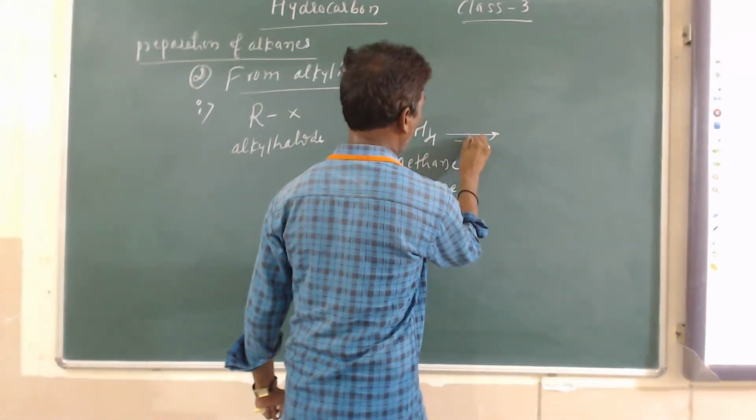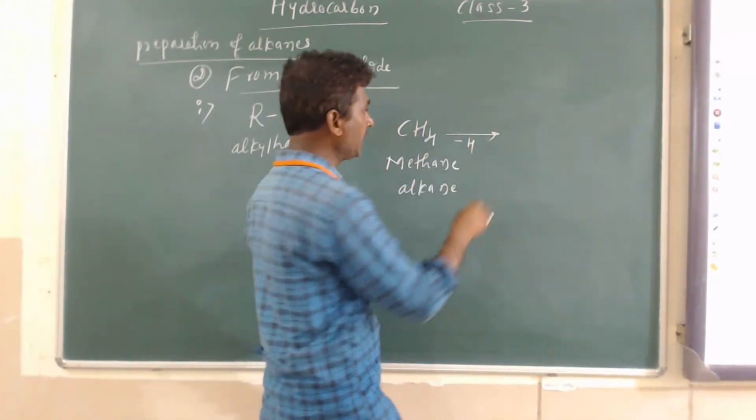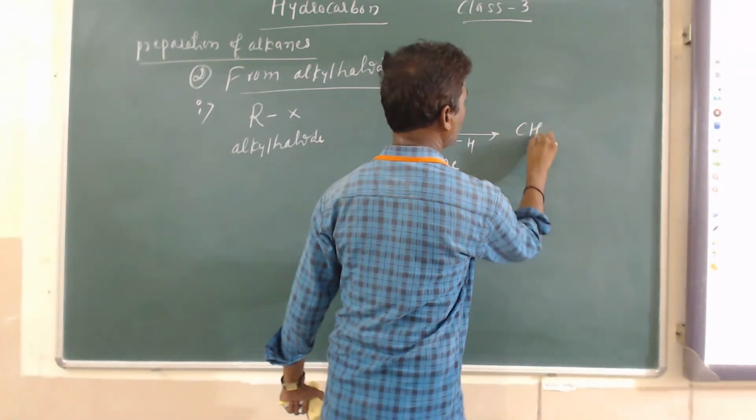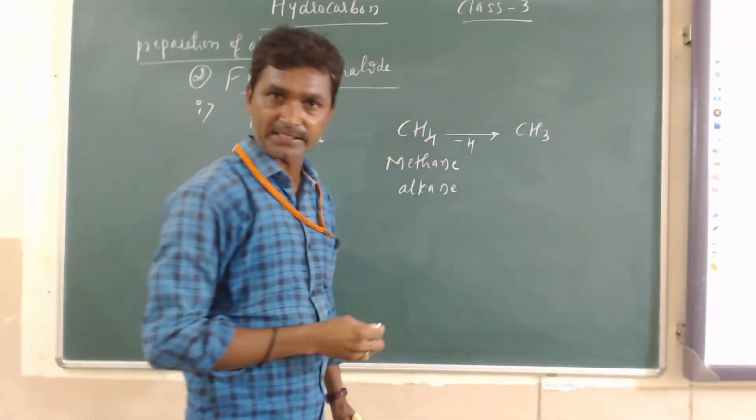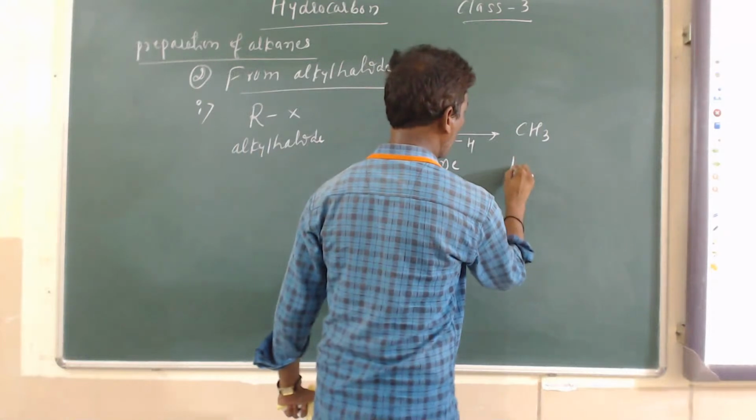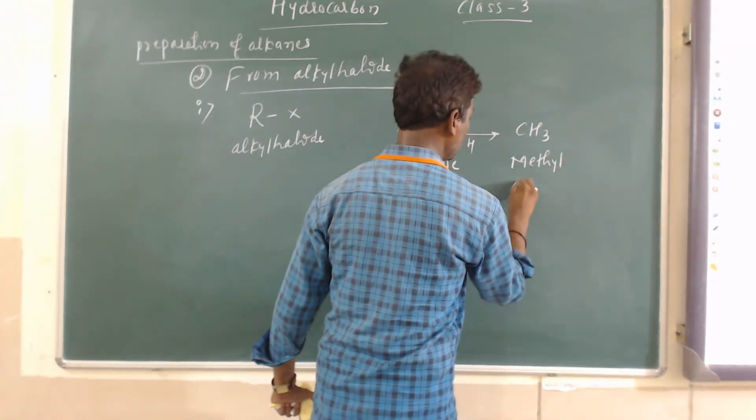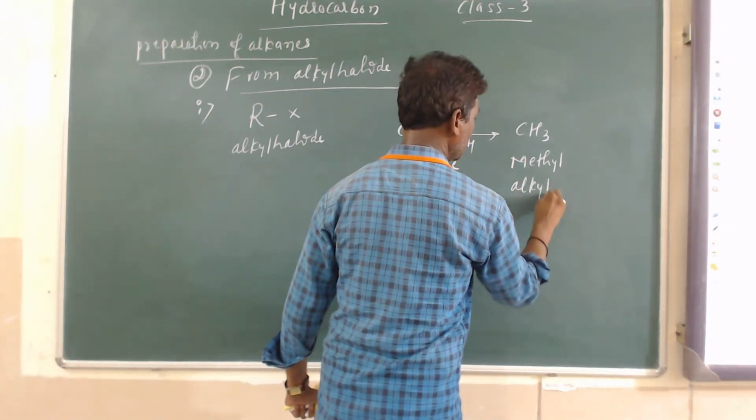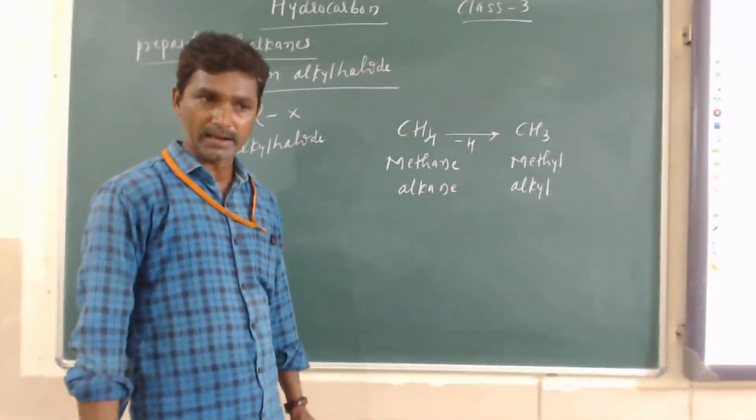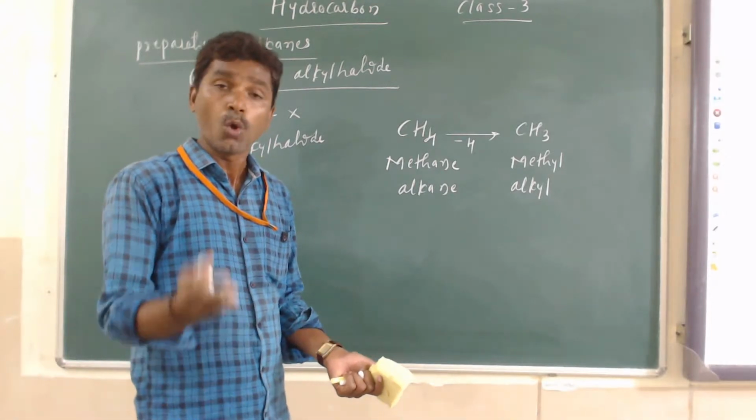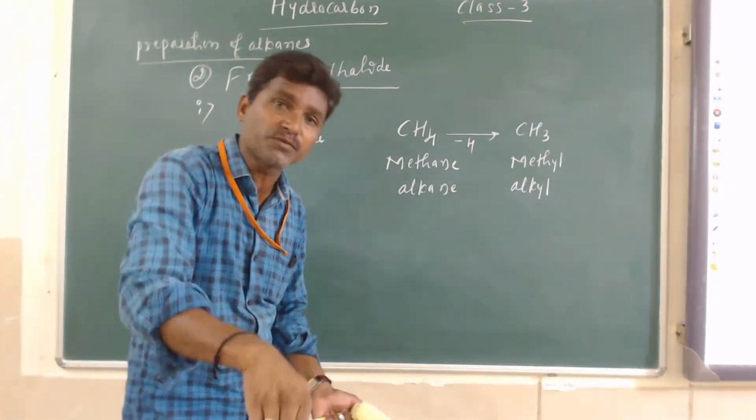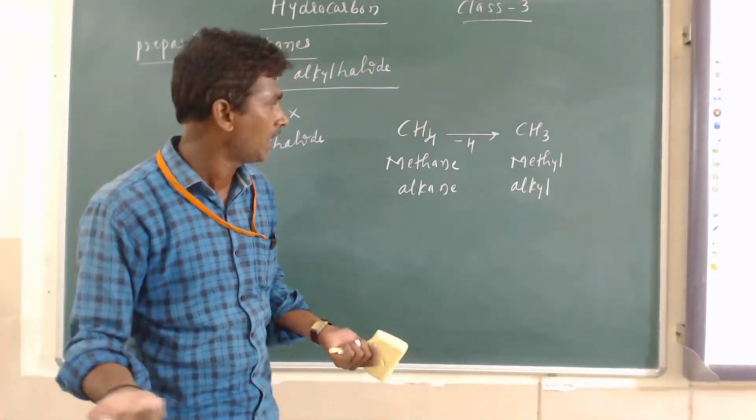Hydrogen. We have to remove one hydrogen. Minus one hydrogen, CH4 becomes CH3. This CH3 is called methyl. This methyl is called alkyl. So these are the alkyls. One hydrogen atom less from an alkane is called alkyl.